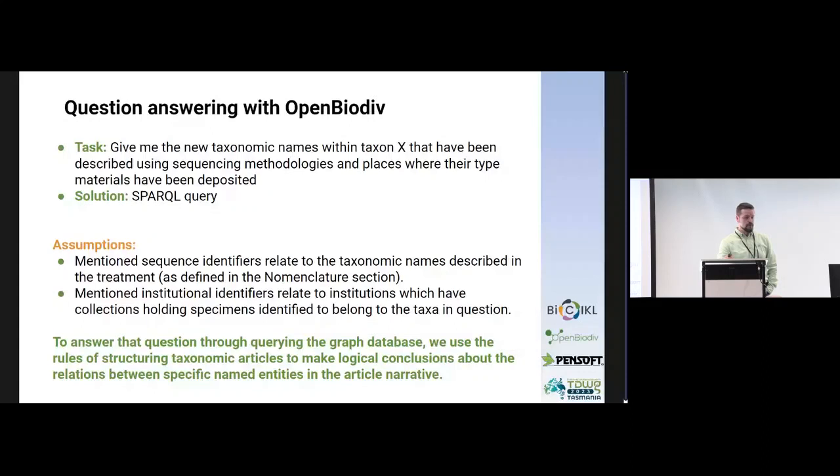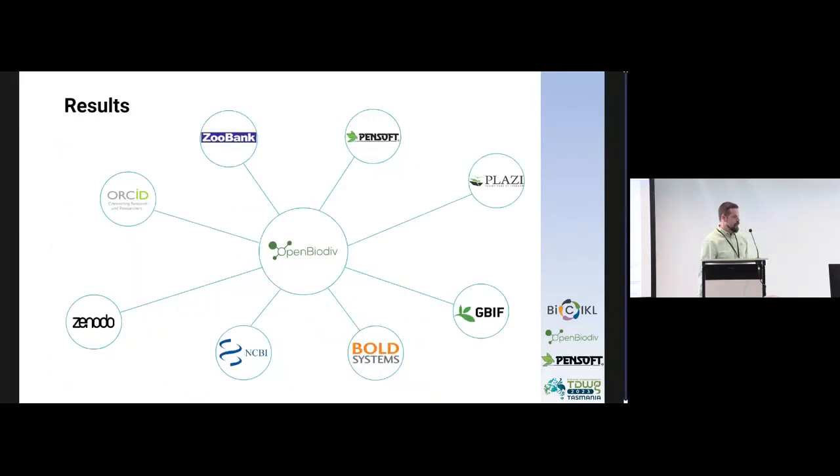If you are not feeling comfortable working with SPARQL, we have predefined a couple of questions. So you can just go see how the SPARQL looks like, and you can just replace the taxonomic group you are working with, or the institution you are working with. As a result, OpenBiodiv can link out to those sources and actually contains information from all those different databases.